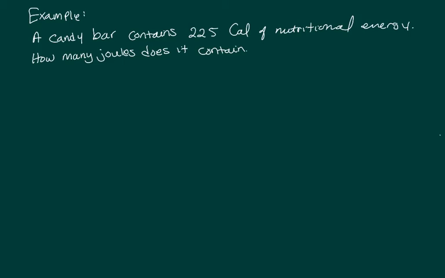So now let us do a couple of examples to see if we can convert between the different units of energy. If we had a candy bar that contains 225 calories of nutritional energy, how many joules does it contain? I want to draw your attention to this calorie here. The uppercase C in Calorie indicates that it is a nutritional calorie. So we want to go from nutritional calories to joules. But we don't have a direct conversion factor in our table taking us from 1 nutritional calorie to joules.